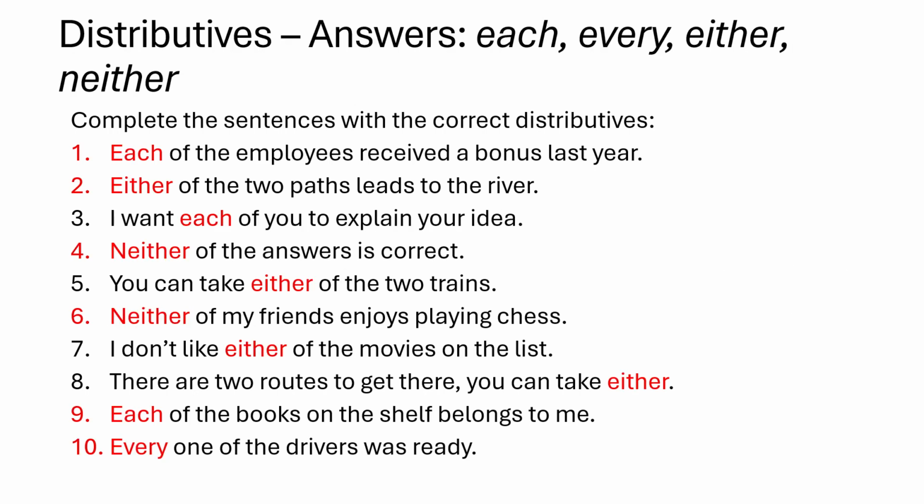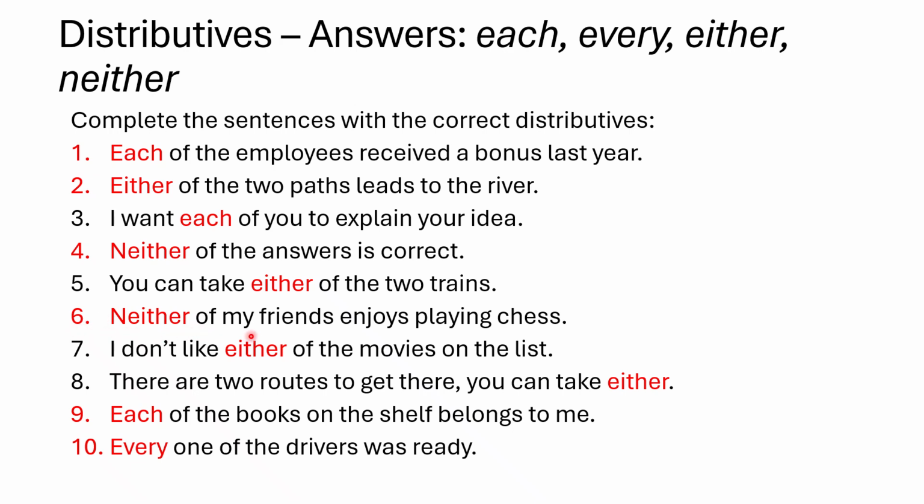Check your answers. 1. Each of the employees received a bonus last year. You should have written each. 2. Either of the two paths leads to the river. You should have written either. 3. I want each of you to explain your idea. You should have written each. 4. Neither of the answers is correct. You should have written neither. 5. You can take either of the two trains. You should have written either.